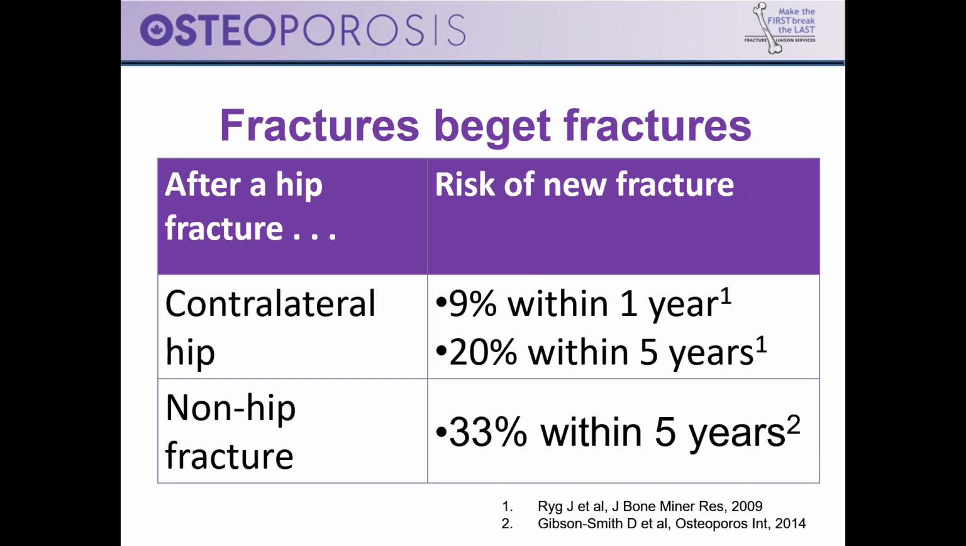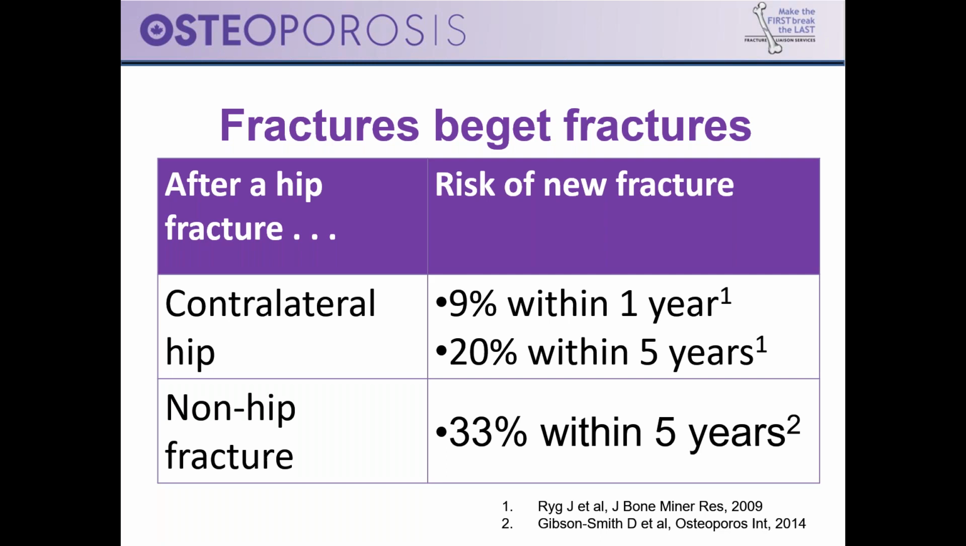What about the broken hip? Well, that is the queen of all fractures in terms of predicting future fractures. As you can see, after you break this first hip, there's close to a 1 in 10 chance of breaking the other hip within 12 months. And there's a 20% chance of breaking the other hip within the next.